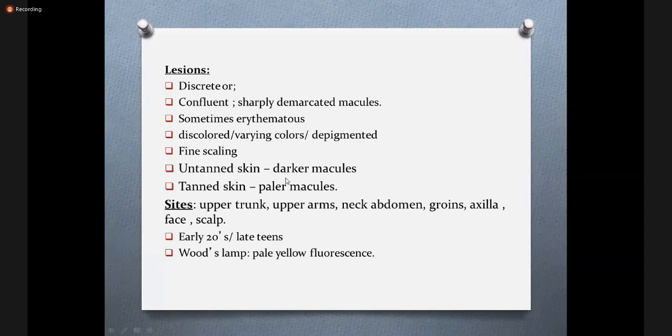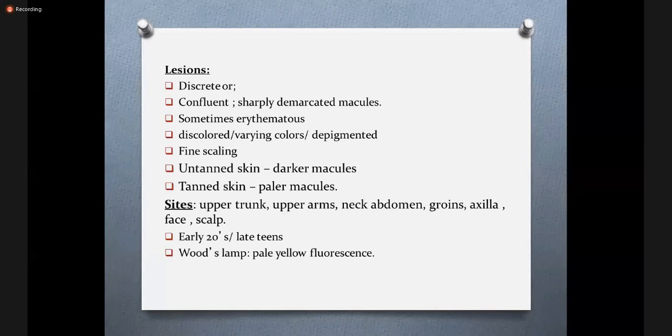Okay, in darker skin, in untanned skin, they present with darker macules, but in tanned skin, they can present with paler macules. Okay, the most common sites of pityriasis versicolor are upper trunk, upper arm, neck, abdomen, groin, axilla, face, and scalp. It can occur in the teenage group, but can be seen in infants, toddlers, and adults.